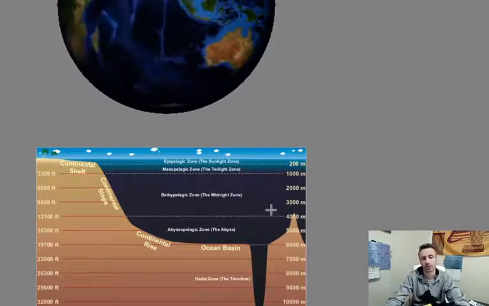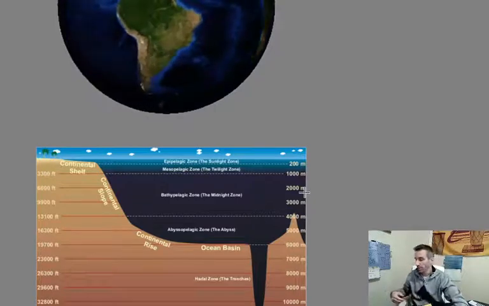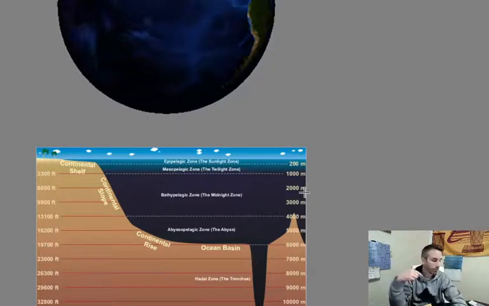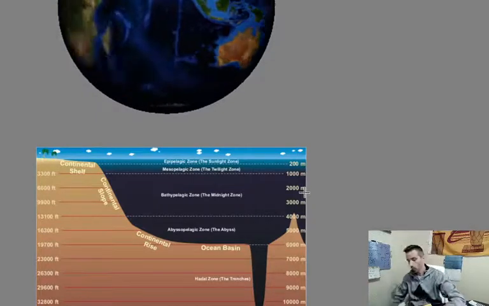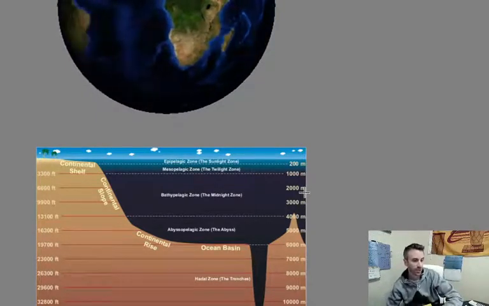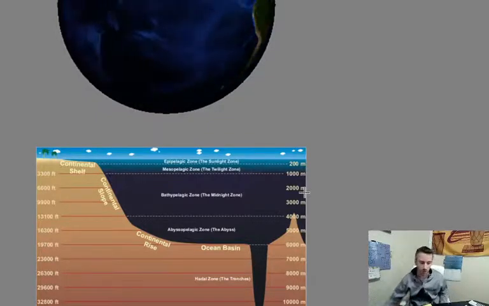Remember that convection currents are currents where warm air or warm water will rise, and cold air or cold water will go down. And so those convection currents can and do in fact happen in the oceans.